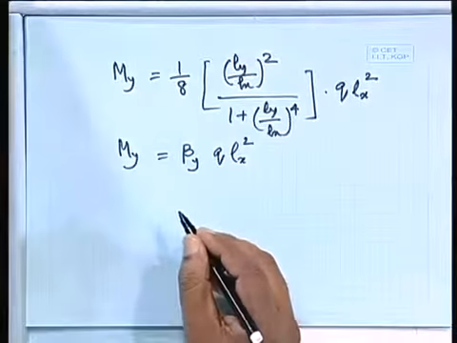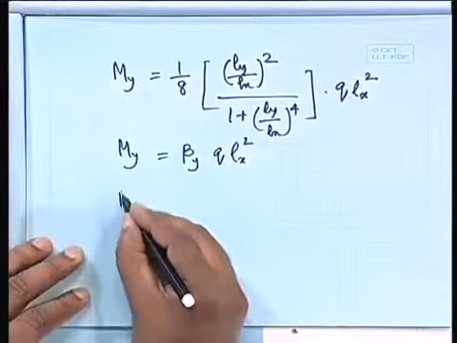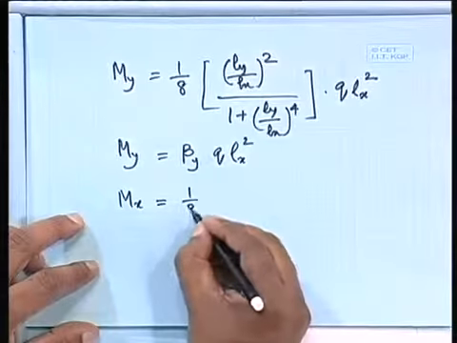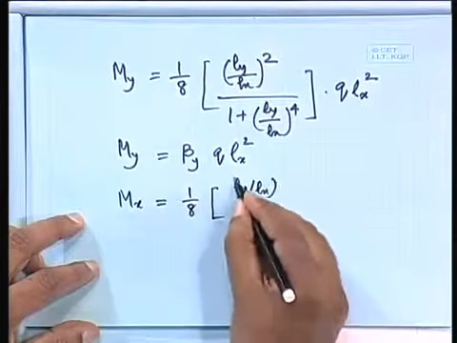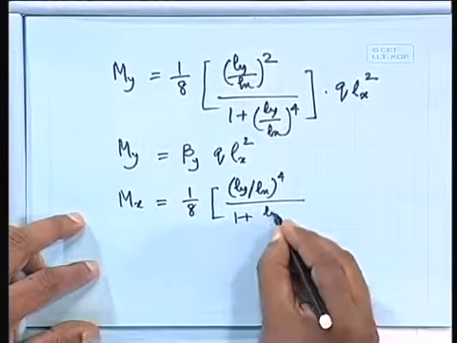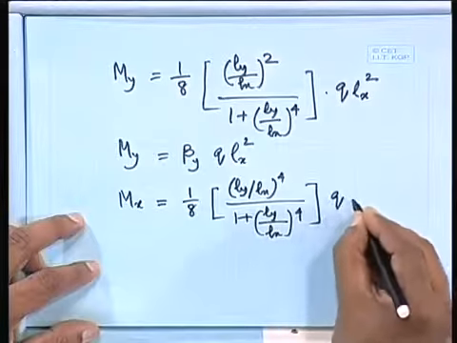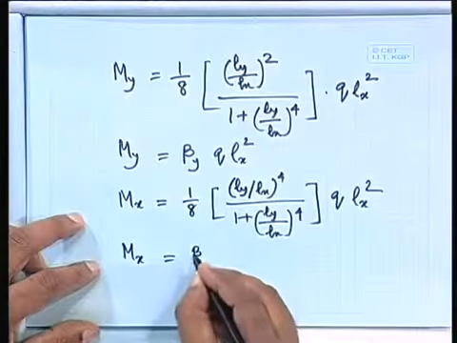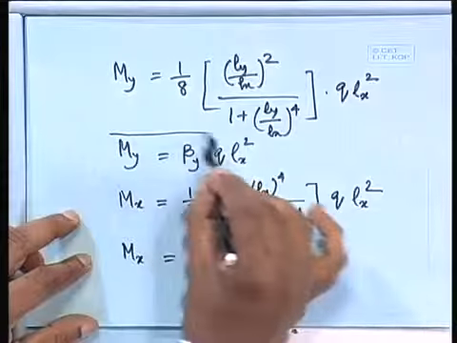So please note, if I write down the same for Mx, then it will be clear. So Mx equal to, we have written as 1 by 8, Ly by Lx to the power 4, please note, but here square, 1 plus Ly by Lx to the power 4 times q Lx square, and which we have written as beta x q Lx square. So we are getting two equations.